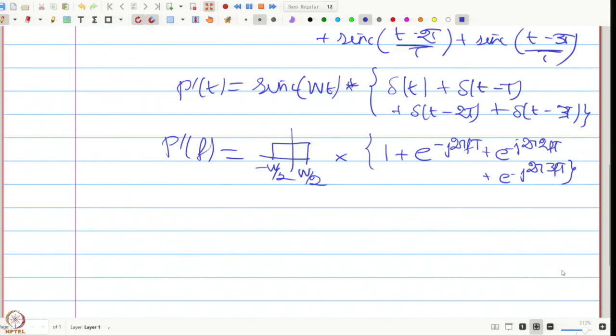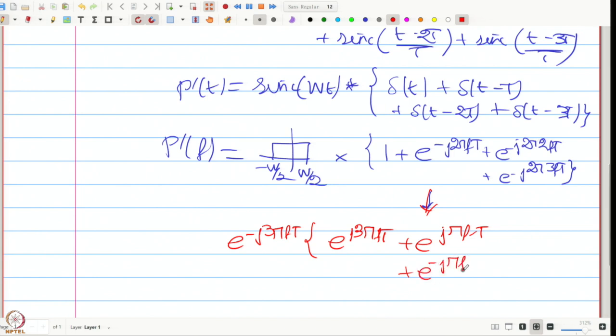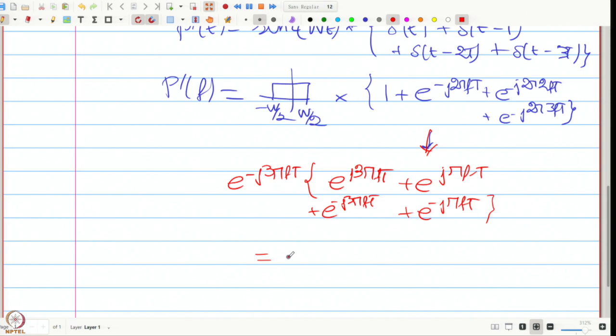If I now simplify this a little bit, I will just do this part. I am going to take e power minus j 3 pi fT common. So I am going to get e power j 3 pi fT plus e power j pi fT plus, I am going to write this term next, e power minus j pi fT plus e power minus j 3 pi fT. This is equal to e power minus j 3 pi fT. I will put 2 outside, so I'll make this a cos, make this a cos, that will become 2 times cos of 3 pi fT plus cos of pi fT.